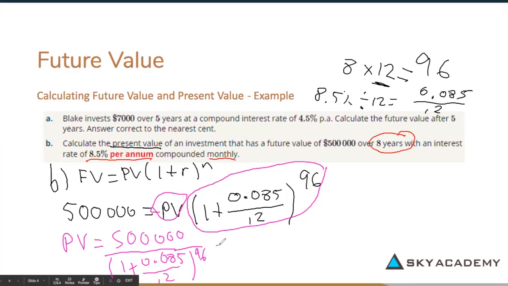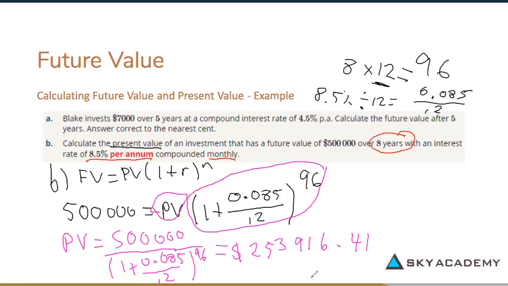This number here, our present value, is going to be smaller. So when you put this into the calculator, you will get an answer of 253,916.41. And that is our present value. So the present value shows that if you invest this number for 8 years with an interest rate of 8.5% per annum compounding monthly, you will get a future value of this amount.